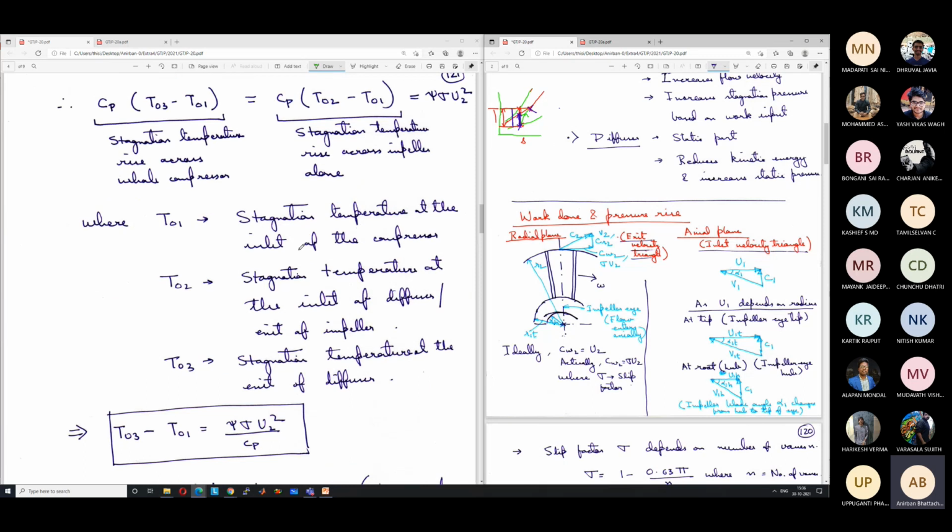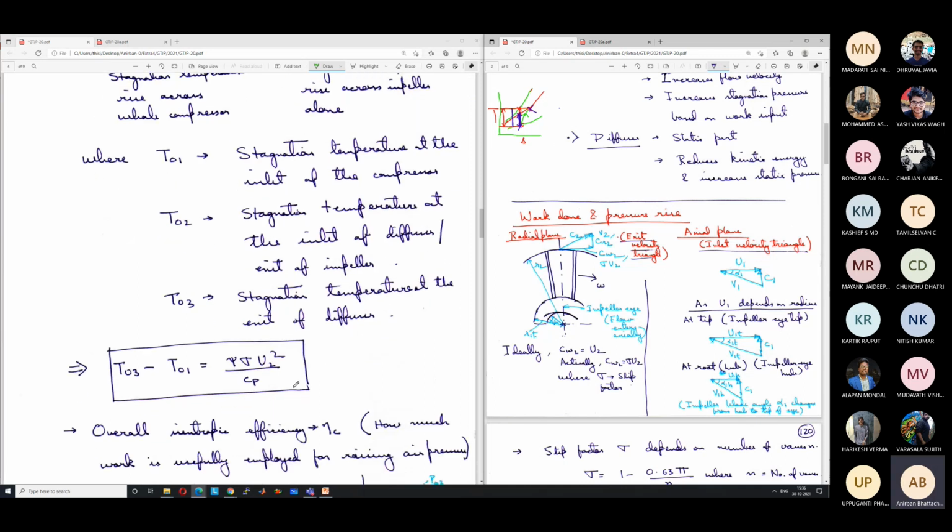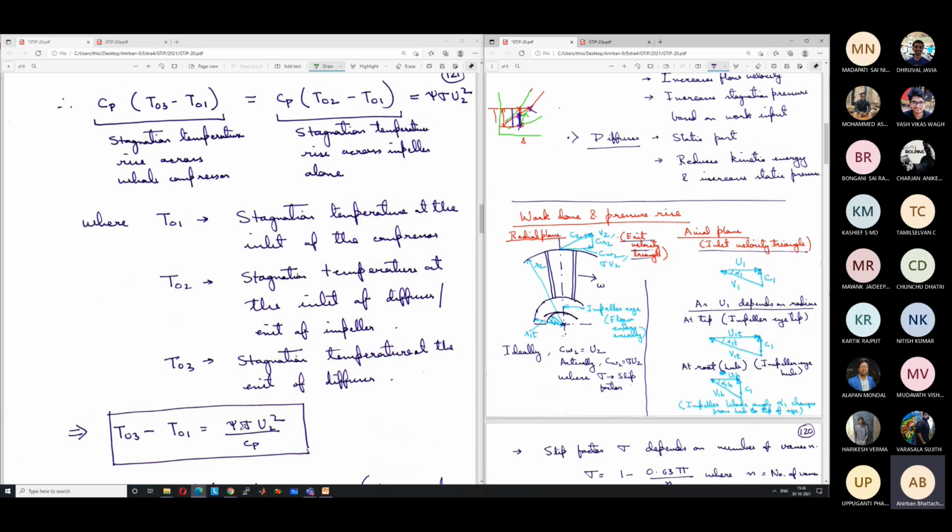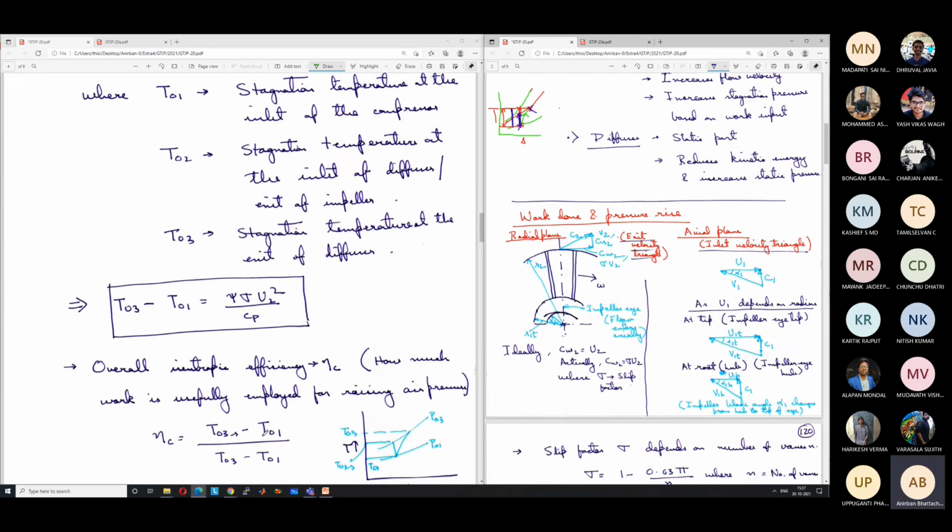T01 is the stagnation temperature at the inlet of the compressor. T02 is the stagnation temperature at the inlet of the diffuser or at the exit of the impeller. T03 is the stagnation temperature at the exit of the diffuser. So T03 minus T01, the stagnation temperature rise across the compressor, is psi sigma U2 square by Cp.